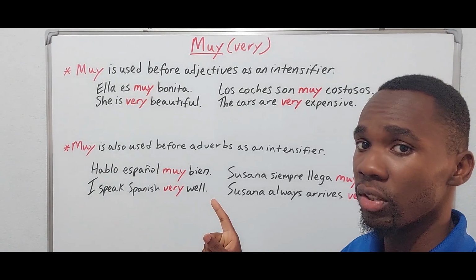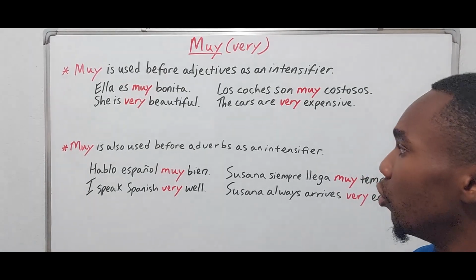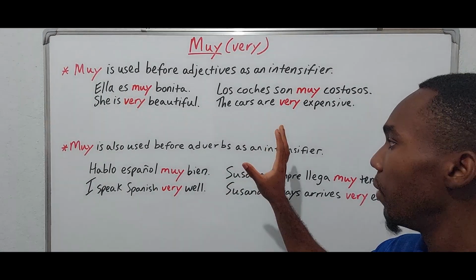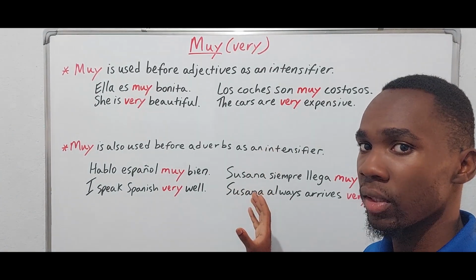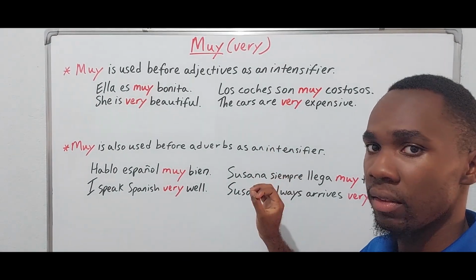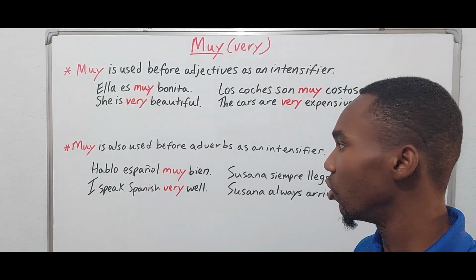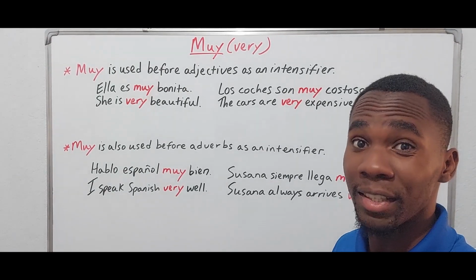So the second usage of muy. Muy is also used before adverbs as an intensifier. So it performs the same function here with the adverbs. It intensifies that adverb, okay? So, hablo español muy bien. I speak Spanish very well. Yes, I would like to think so.